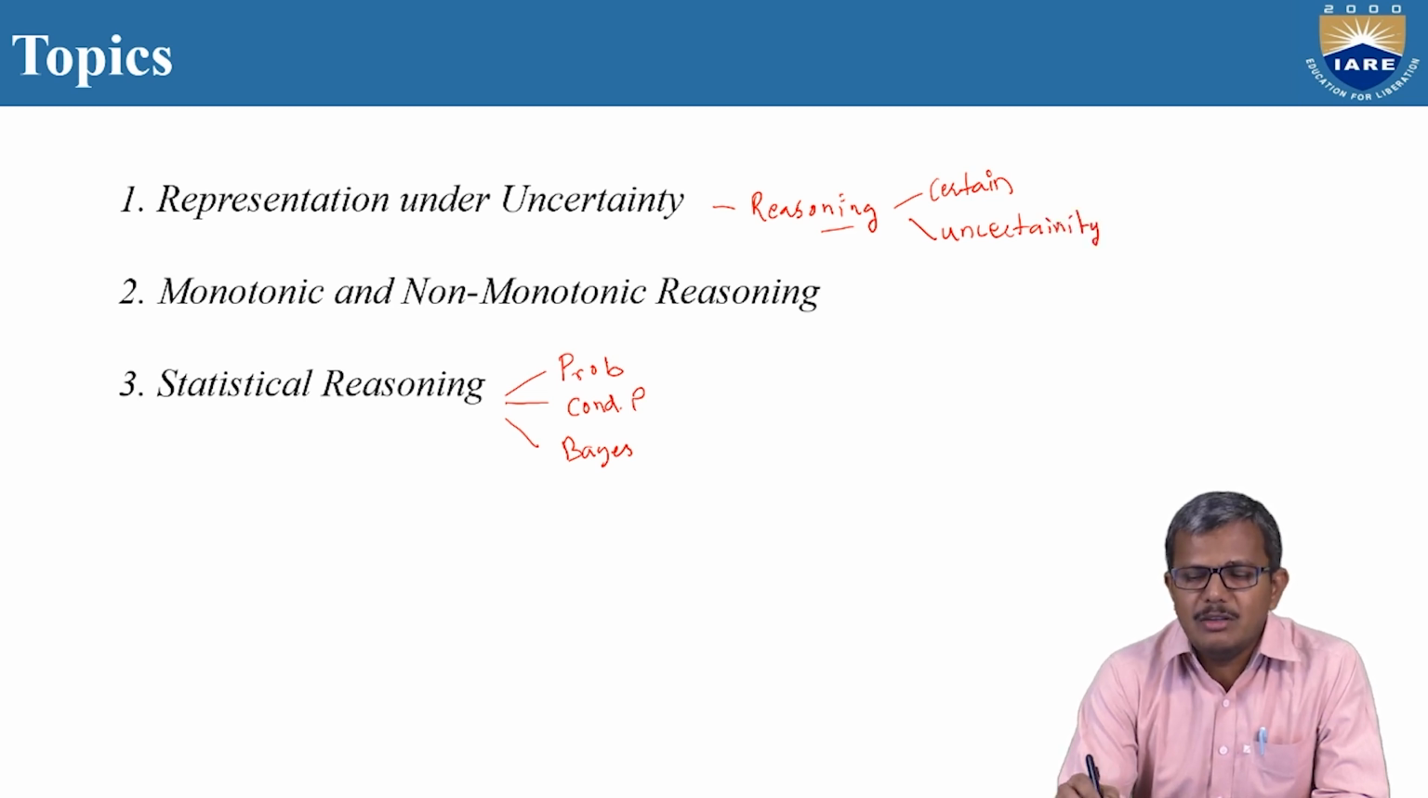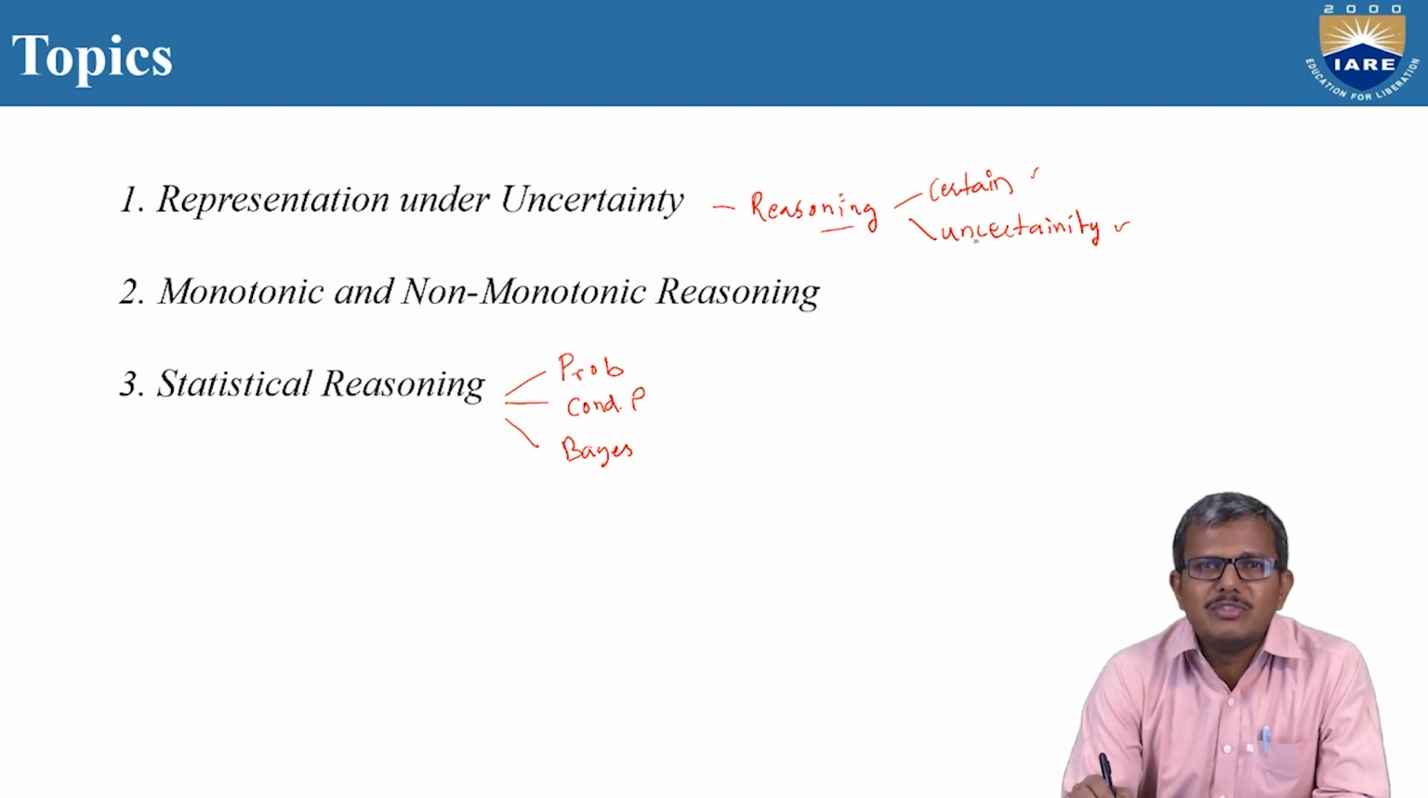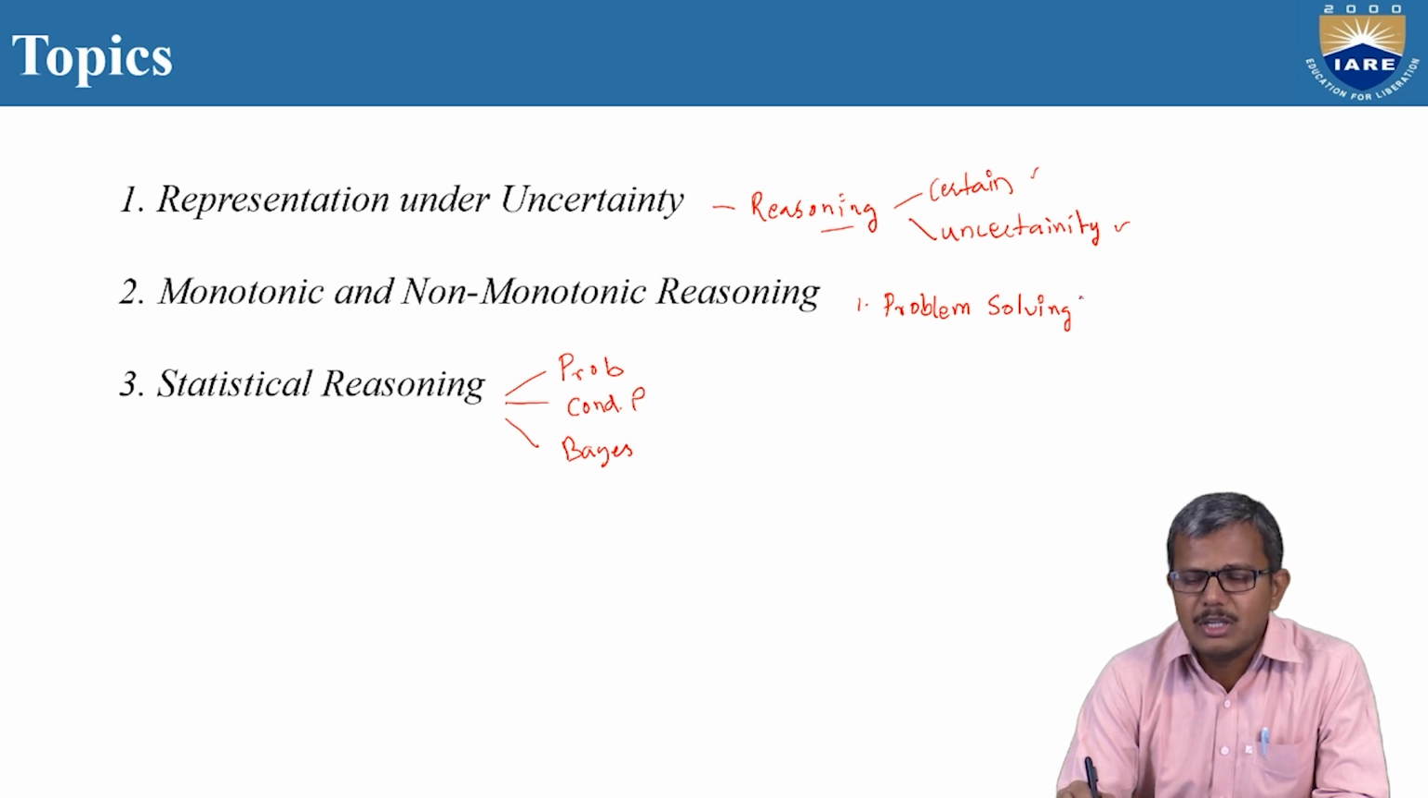How the reasoning will be when it is certain, and how the reasoning will be in uncertain situations. First of all, we need to understand what we mean by certain and what we mean by uncertain. So we will try to see this certainty and uncertainty more clearly in two different scenarios. The first scenario is problem solving. We are trying to understand the concept of certainty and uncertainty in terms of problem solving.